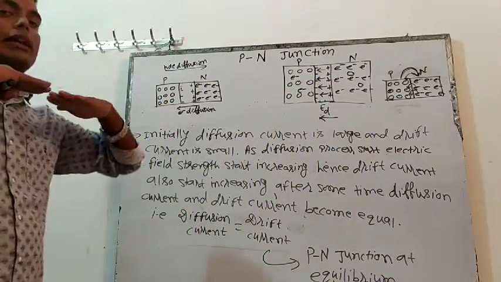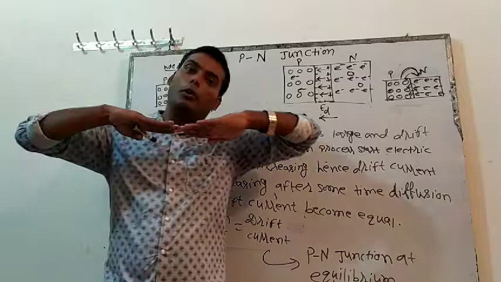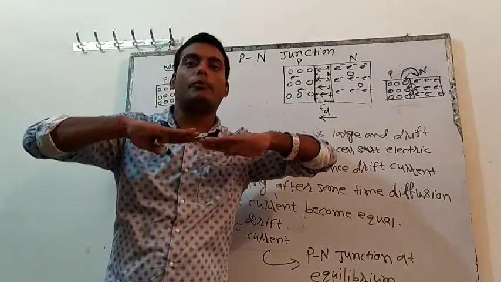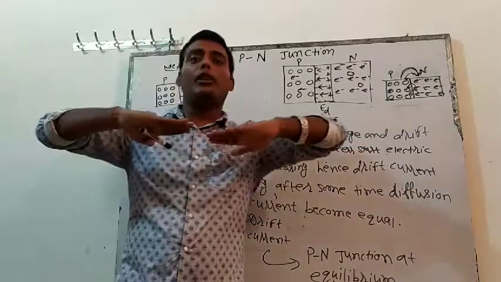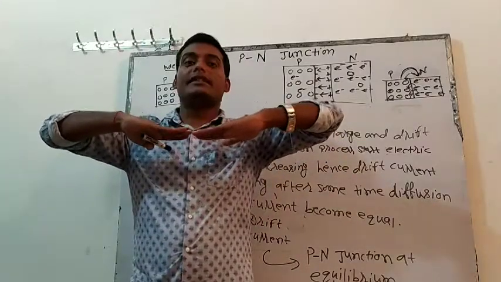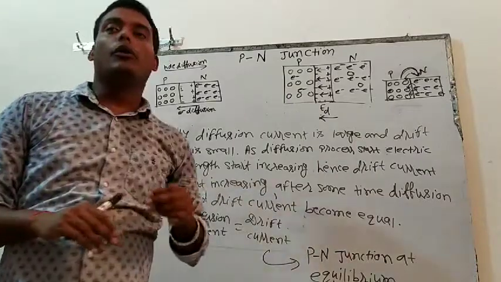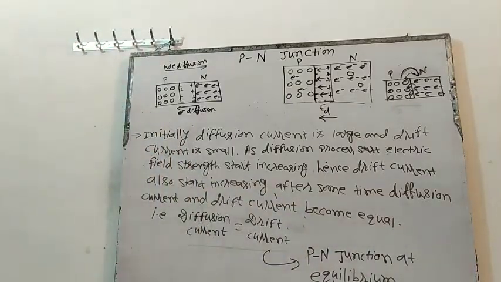So when diffusion current is equal to drift current, the flow of minority charge particles will stop, because that is the position of equilibrium. Because water will not flow if both are at the same height. Like that, when the PN junction is at equilibrium, then no charge particle can move. Right?